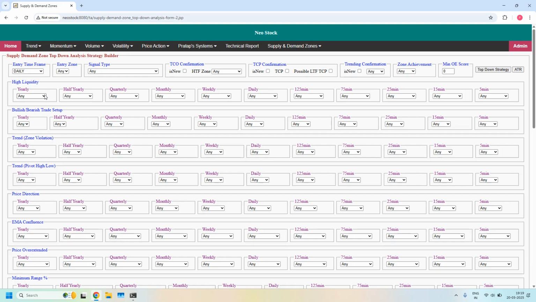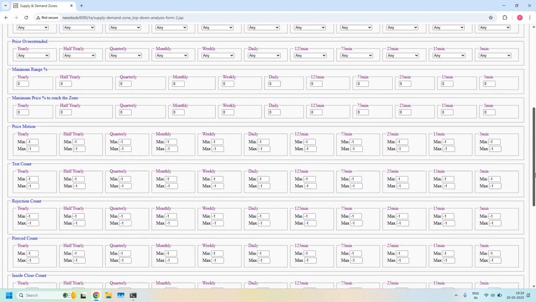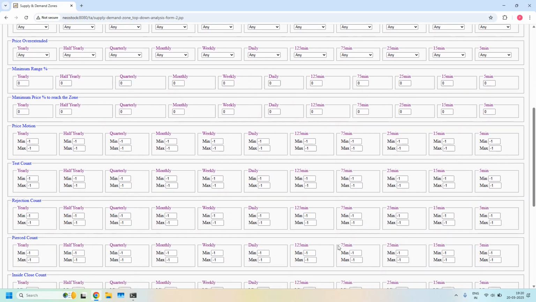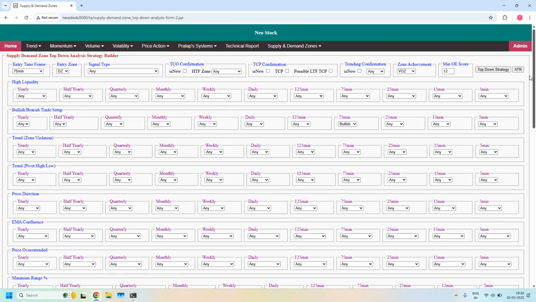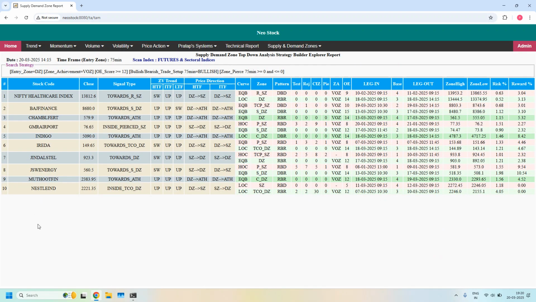Next we will look into the bullish trade setup for weekly income trade. Entry time frame 75 minutes, entry zone demand zone, bullish trade setup at 75 minutes, zone achievement VOZ, minimum order enhancer score 12, and the 75-minute demand zone should not be pierced. So pierced count at 75 minutes, minimum value 0, maximum value 0, that means the zone is not pierced. So we got 10 stocks supporting the bullish trade setup for weekly income trade, and all these entry time frame zones are 75 minutes.